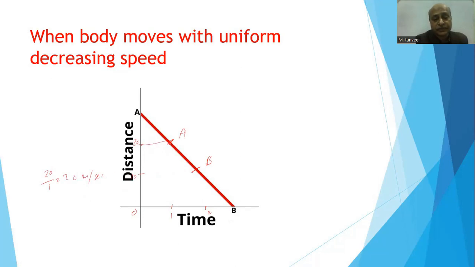This is the first point. And this is the second point. Now, distance is 10 divided by 2. Your answer will be 5. It means that speed is decreasing. First speed was 20. Now speed is 5 meter per second. When a body moves with decreasing speed, uniformly decreasing speed, then the distance time graph will attain this shape.